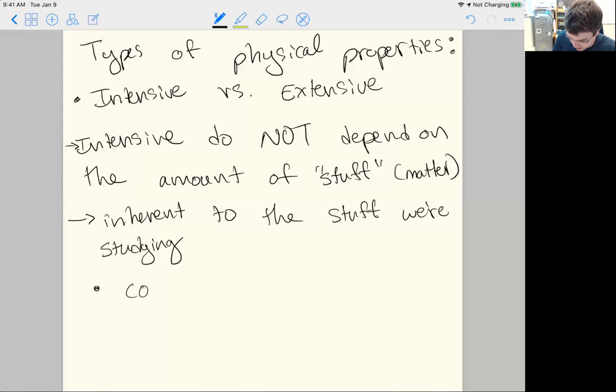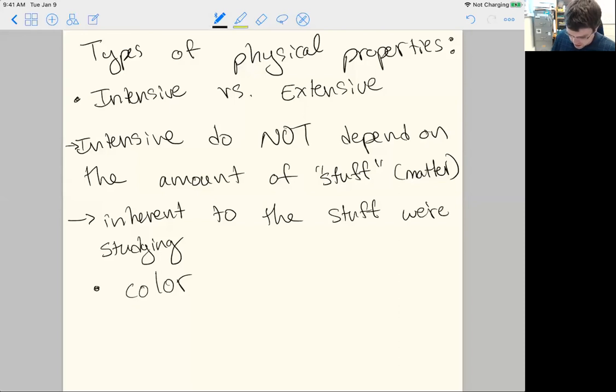We could look at color. Okay, for the most part, color doesn't seem to change with the amount of stuff. If you've got a few grams of orange powder and I give you a few more pounds of orange powder, it's still orange powder. You have more orange powder, but that didn't affect the color. Now, you might argue that if I add more of something, it could get darker. Well, that's more to do with opacity, and that's a different way of observing how something interacts with light. So I'm just trying to keep it broader in our discussion of color.